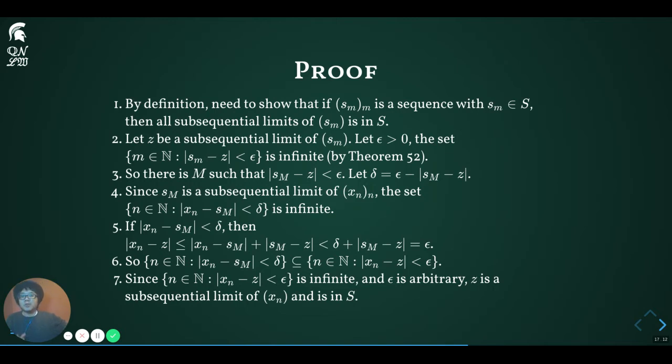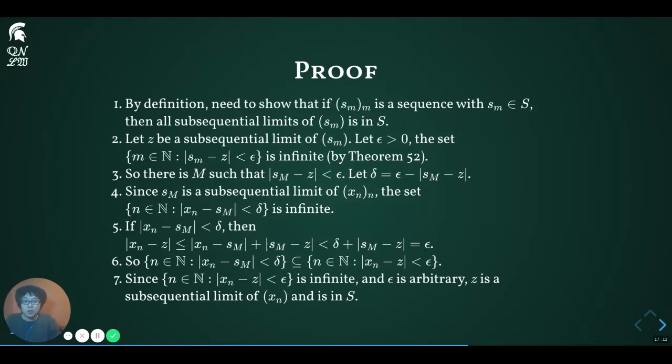Evidently, those pictures from before were not worth 1,000 words, since the proof, once we sort through how it goes, is not very long. Step 1, I re-announce what we need to prove in order to show that S is closed. In step 2, we take z to be a subsequential limit of the sequence s sub m. By Theorem 52, we know that there are infinitely many terms of s sub m within a distance epsilon from z for any positive epsilon. So we just choose one among this infinitely many and call it s sub capital M.